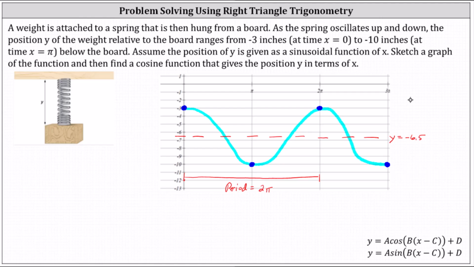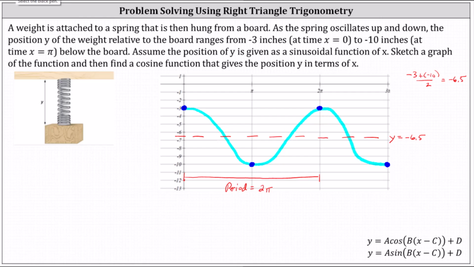If you're wondering how I got -6.5, I took the max of -3, added the min of -10, and divided by 2, which does give -6.5. Also notice there is no horizontal shift or reflection across the midline, because starting at x equals 0, we have the pattern of the basic cosine function of max, midline, min, midline, max.